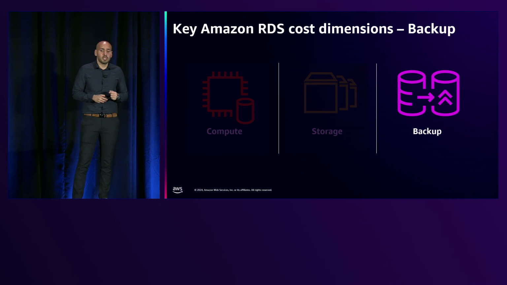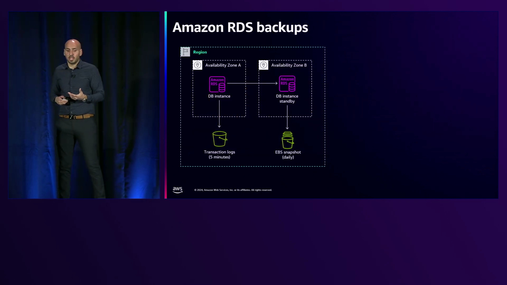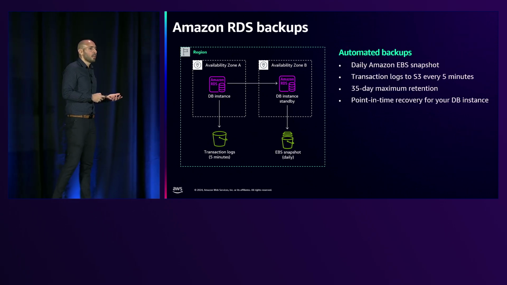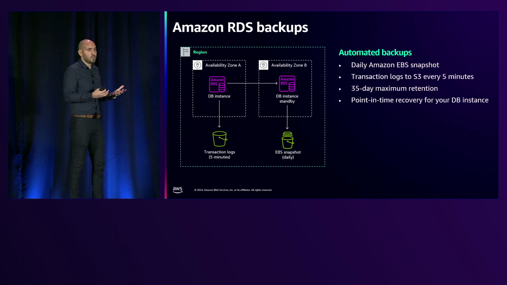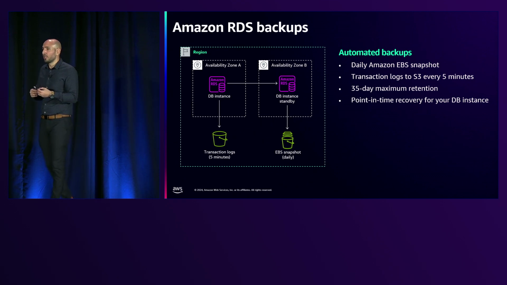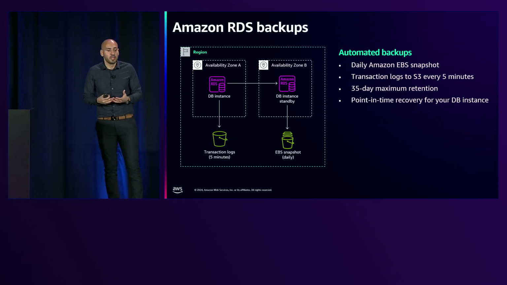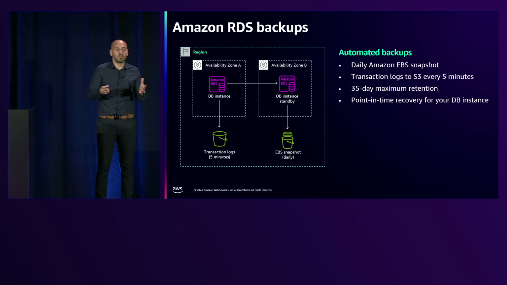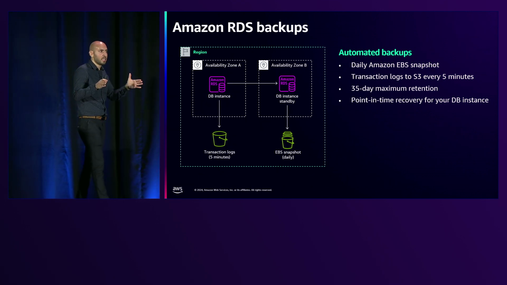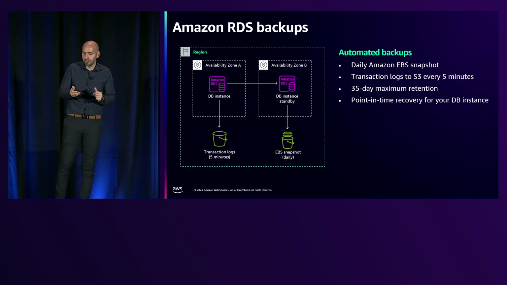And now I would like to talk about the last cost dimension, which is backup. RDS offers two types of backups, automated backups and database snapshots. Automated backups include daily EBS snapshots, and in addition to that, they also store transaction logs in S3 every 5 minutes. The benefit in automated backups is that it provides you granular point-in-time recovery within your retention period. And the retention period could be up to 35 days. 35 days is the maximum.